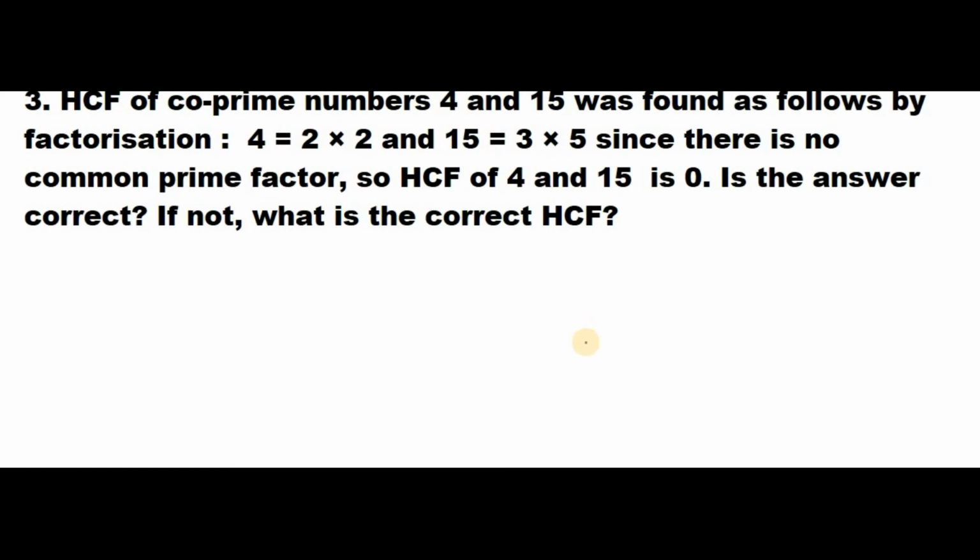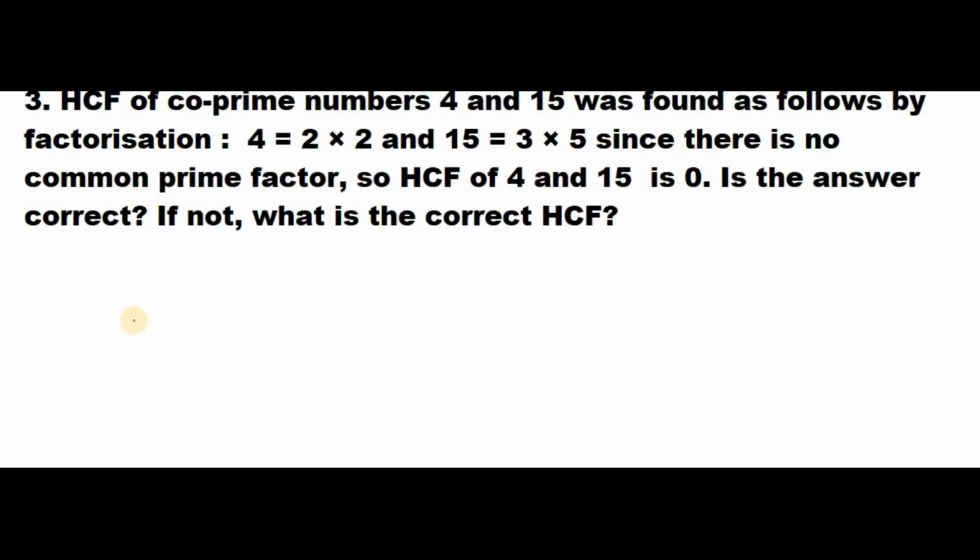The question they gave here is: HCF of coprime numbers 4 and 15 was found as follows. By factorization, 4 is equal to 2 into 2 and 15 is equal to 3 into 5. Since there is no common prime factor, so HCF of 4 and 15 is 0. Is the answer correct? If not, what is the correct HCF?